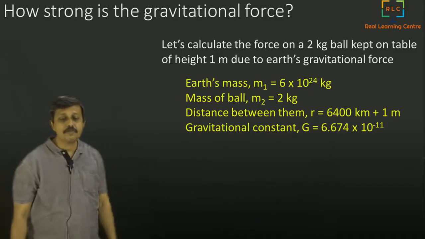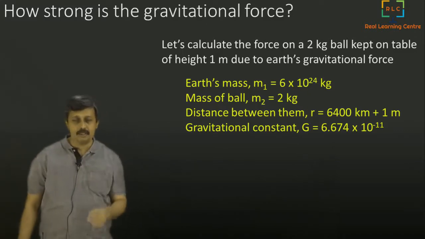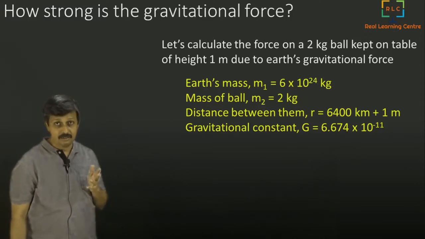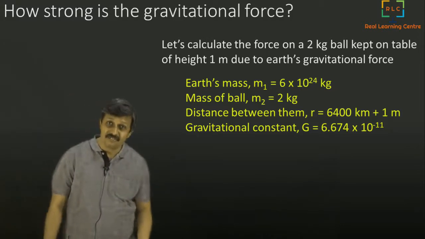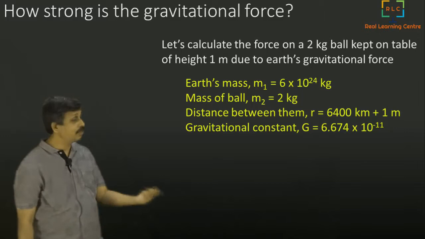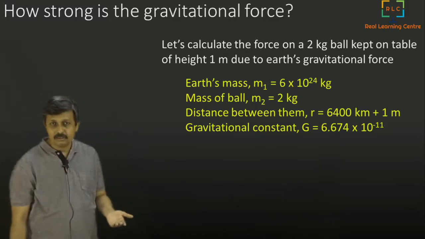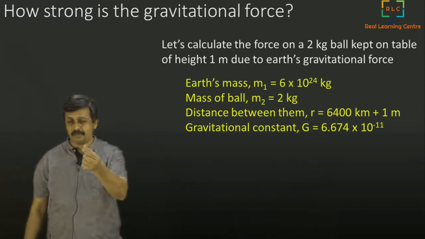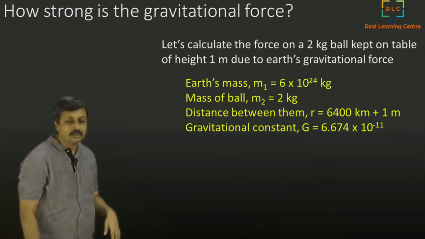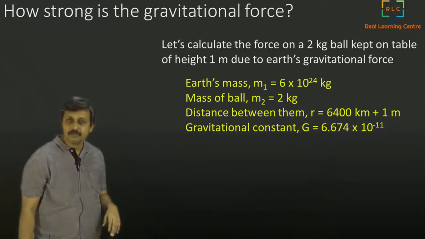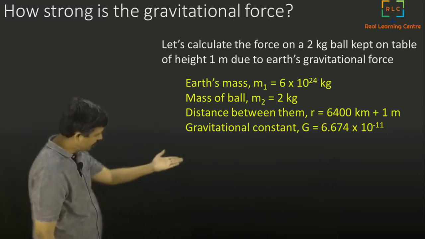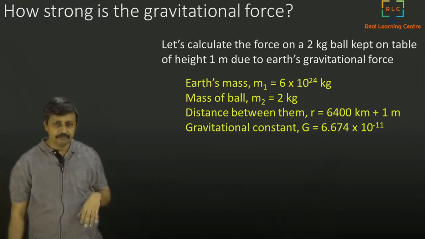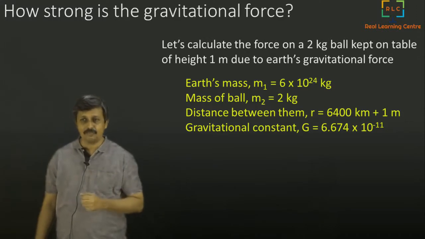Then the distance between them is 6,400 kilometers plus 1 meter. What is that? Because you have to measure the distance from center to center. So the center of the Earth means Earth's radius is 6,400 kilometers, plus 1 meter above the ground, which is your table. Plus maybe a few centimeters to the center of the ball. And the gravitational constant is given by a value called 6.674 into 10 power minus 11. It's a very small value. So that is gravitation. It's a weak force, gravitational force.